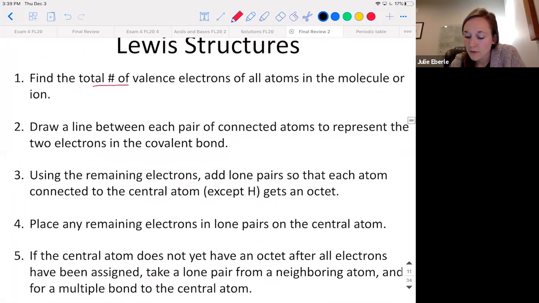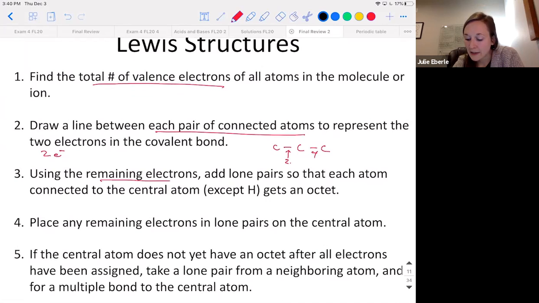Find the total number of valence electrons for all the atoms in the molecule or the ion. That's the first thing you do. Then you can use that to check to make sure that you have everything accounted for when you finish drawing your structure. Then, number 2, start drawing lines between each pair of connected atoms. That represents 2 electrons in a covalent bond. So every time you have an atom bonded to another atom, this is 2 electrons. So you count it 2, 4, 6, 8, 10, so on and so forth.